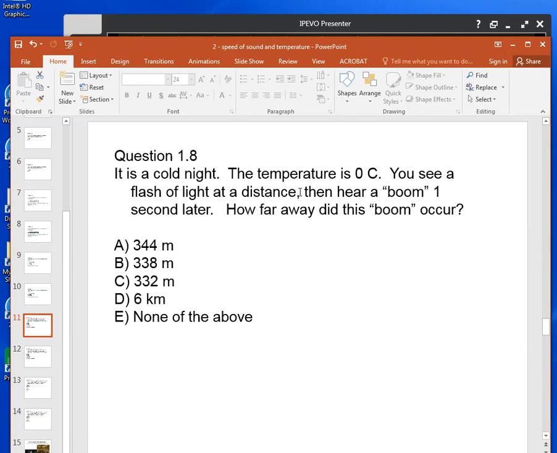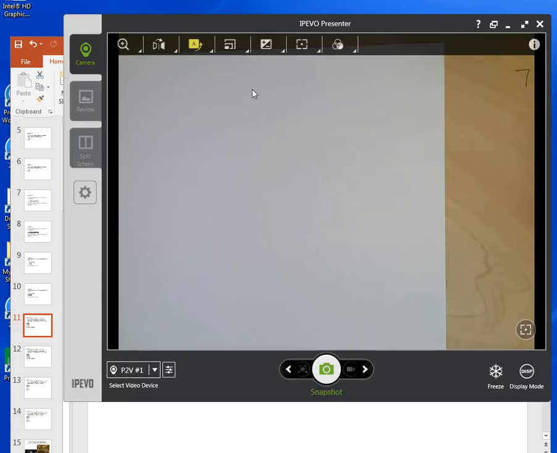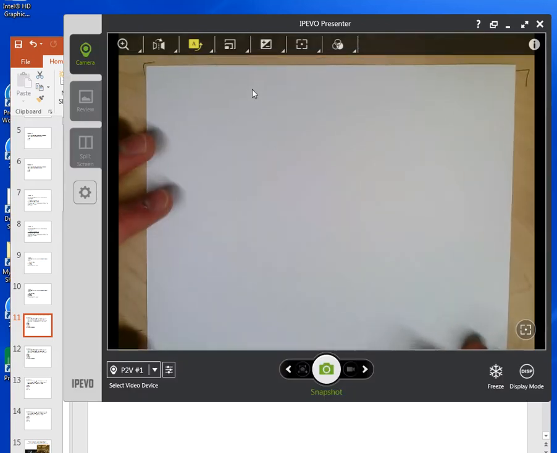Okay, we're back. So here we have the temperature is 0 Celsius. And we see there's a delay between the flash of light and the boom that we hear, of 1 second. So let's write down some things that we know, and then we'll try and figure out this problem.